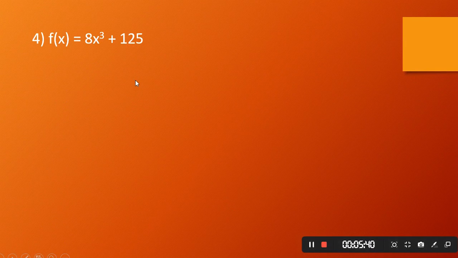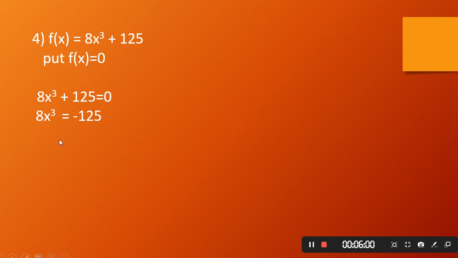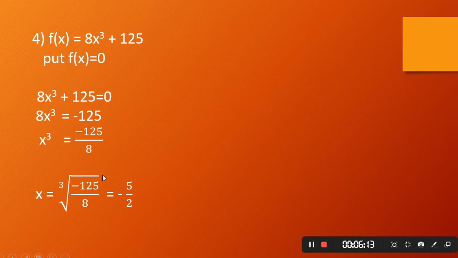Example 4. f of x equals 8x^3 plus 125. My first step is to put the function equal to 0. So we write 8x^3 plus 125 equals 0. 8x^3 equals negative 125. x^3 equals negative 125 over 8. And x equals the cubic root of negative 125 over 8, which is equal to negative 5 over 2.